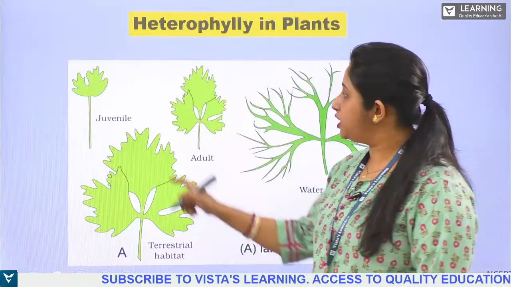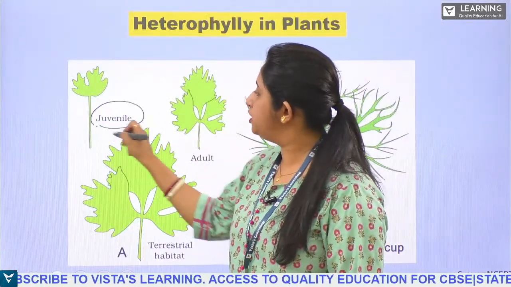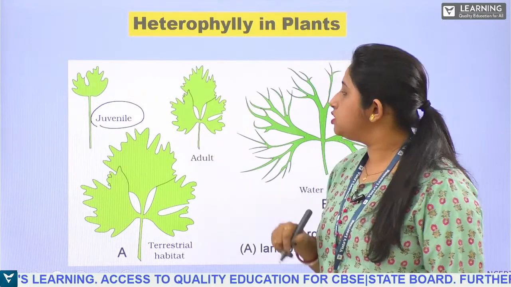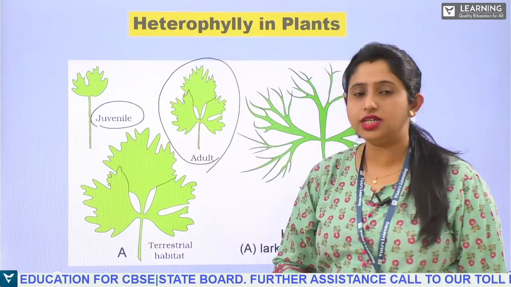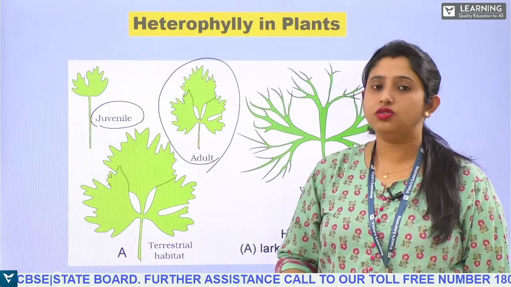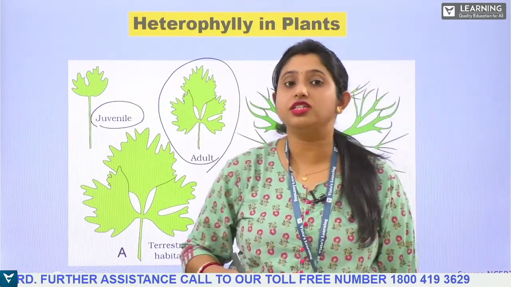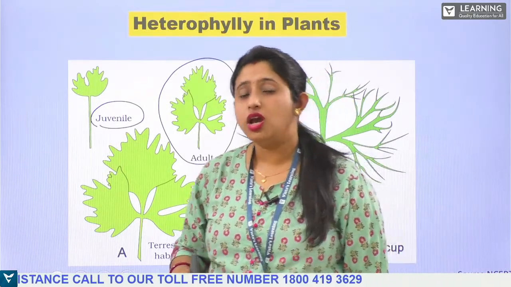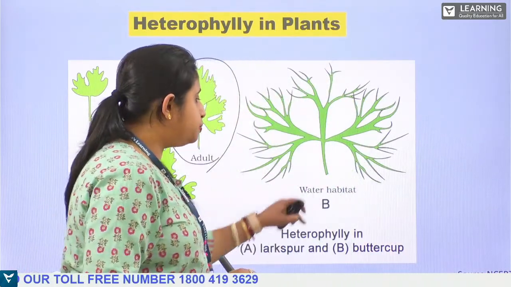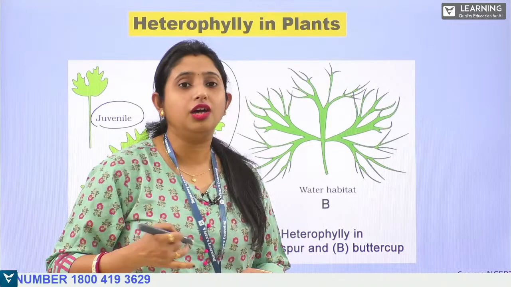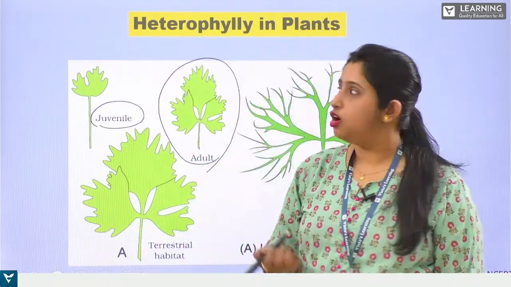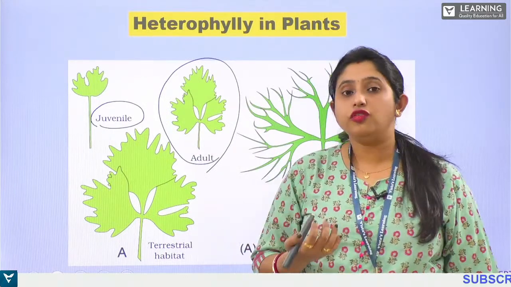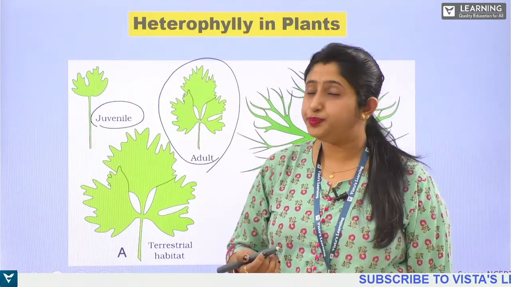As you can see here, this is a juvenile leaf. When it grows into an adult leaf, the shape of it is different, isn't it? That phenomenon is known as plasticity. It depends upon environmental factors. In the case of another plant, buttercup, which grows in the water, plasticity has also been observed. So this is one of the easiest chapters.